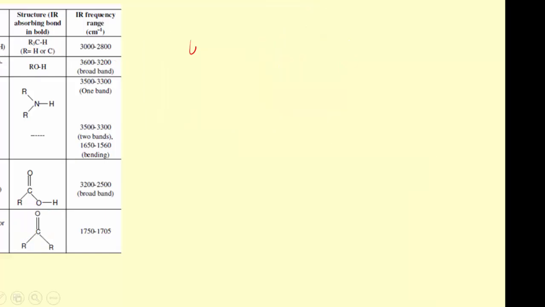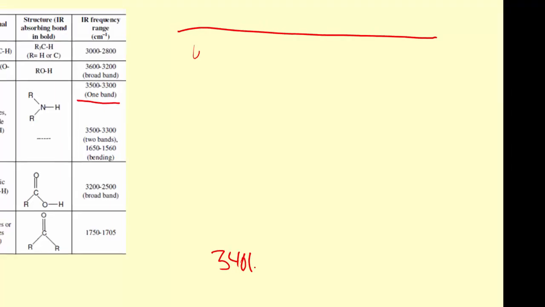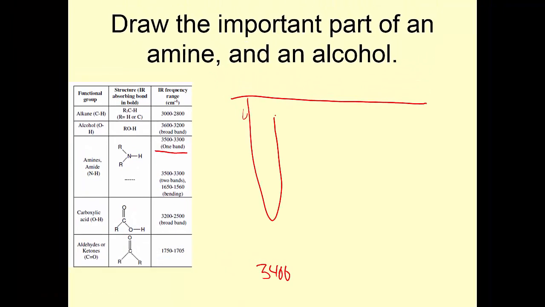Now, what should you be able to do? Given this, draw the important part of an amine and an alcohol. So here's an amine. It'll have one band at 3,300 to 3,500. So let's say this is 3,400, and I'm going to have one band. And then it says 3,500 to 3,300, so I should have two bands.